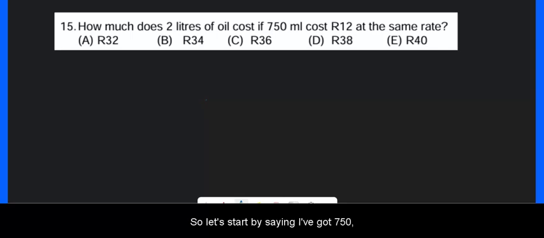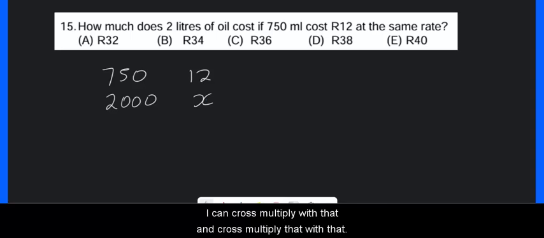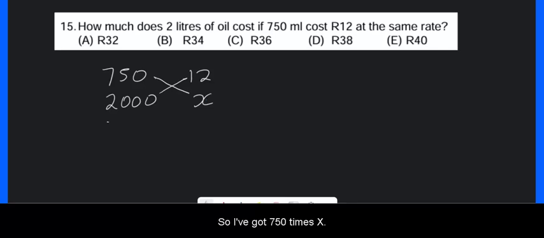So let's start by saying I've got 750, which costs me 12 rand, and then 2 liters is the same as 2,000 milliliters. This costs me X. I don't know what that is. I can cross multiply, so I've got 750 times X, and I've got 12 times 2,000.